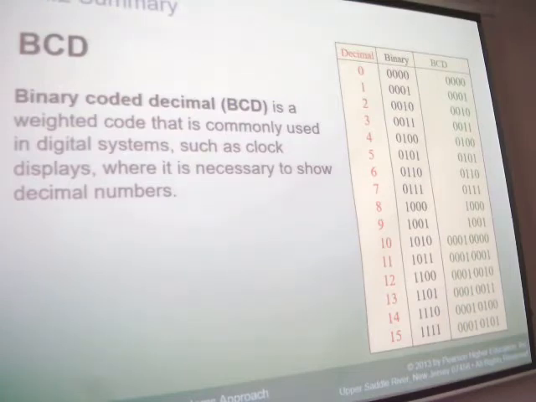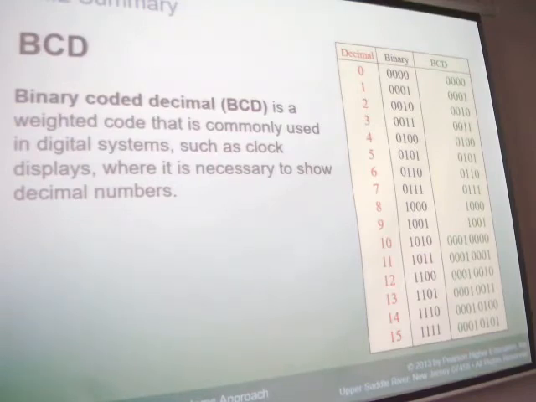binary coded decimal. Binary coded decimal is a weighted code that is commonly used in digital systems, such as clock displays, where it is necessary to show decimal numbers. In BCD, we use 4 bits of binary number to represent 1 digit of decimal number.